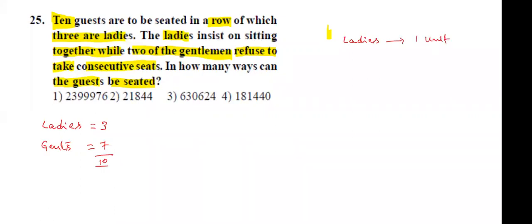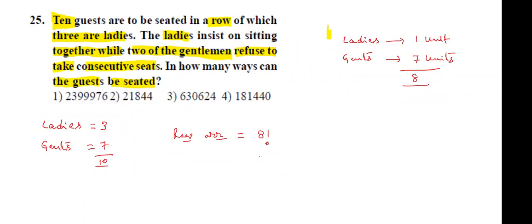1 unit. And gents, how many members are there? There are 7 members. Treat as 7 units. Total how many units? 8 units. So required permutation, required arrangements, that is equal to 8 units can be arranged in 8 places, that is 8 factorial.